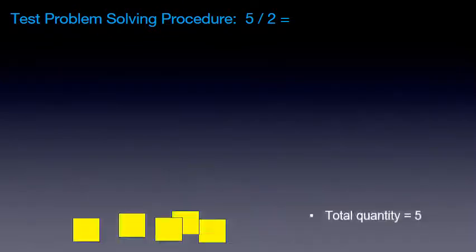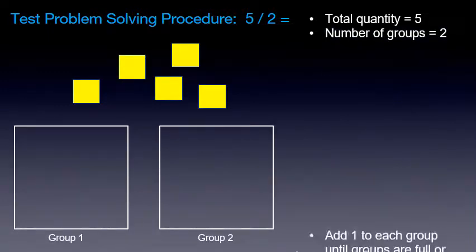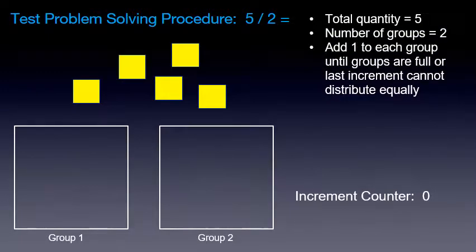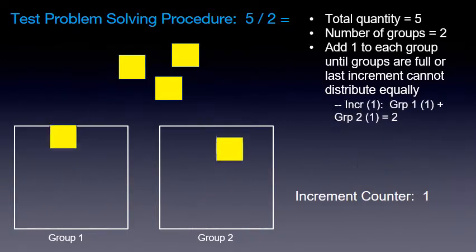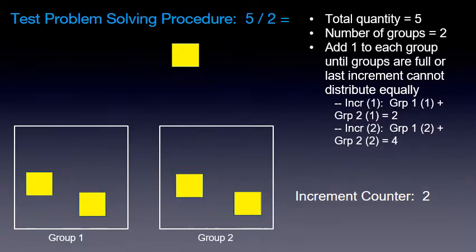Test problem solving procedure. 5 divided by 2 equals. Total quantity equals 5. Number of groups equals 2. Add 1 to each group until the groups are full, or the last increment cannot distribute equally. In increment 1, we've added 1 to group 1 and 1 to group 2 for a total of 2. In increment 2, now 2 are in group 1 and 2 are in group 2 for a total of 4.